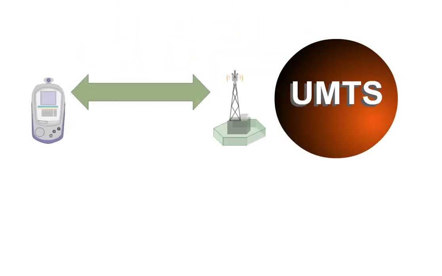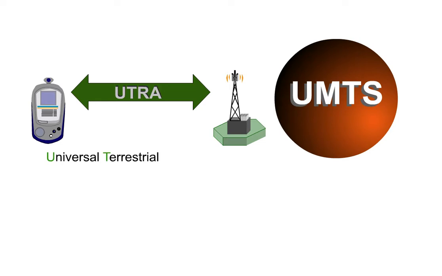Let's have a look at the air interface. The air interface specified in the UMTS standard is called UTRA, Universal Terrestrial Radio Access, and uses CDMA technology. UTRA and CDMA will be described in detail in a separate chapter. At this point, we'll just look at their essential characteristics.